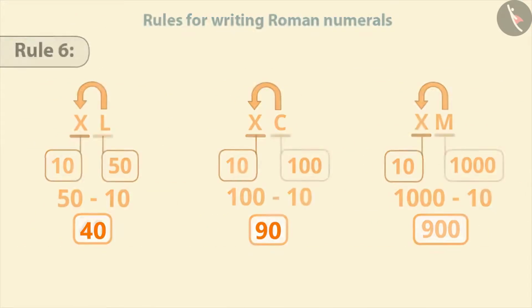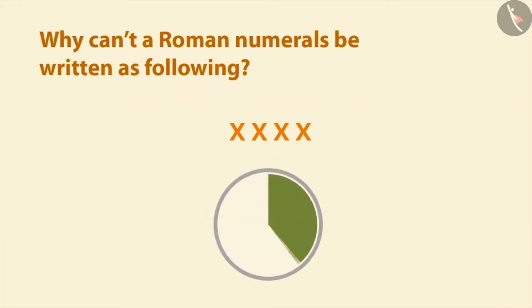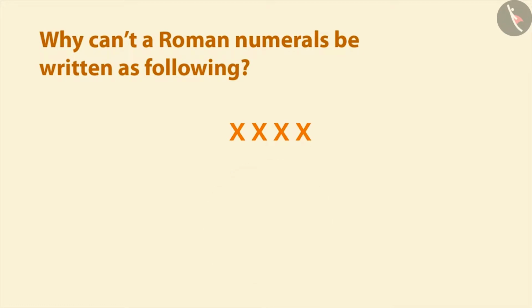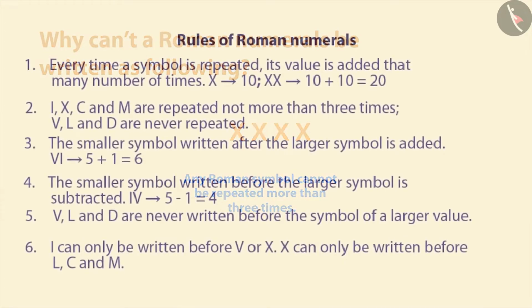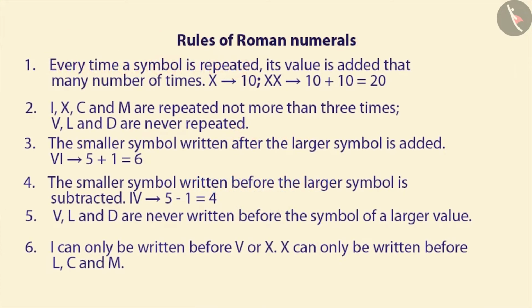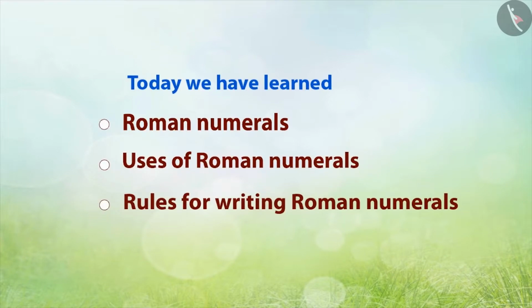With this understanding, can you tell why Roman symbols cannot be written as given below? Think. As we had already learned, we cannot repeat any Roman symbol more than 3 times. Therefore, this way of writing is incorrect. Today we have learned what are Roman numerals, their uses, and the rules for writing them.